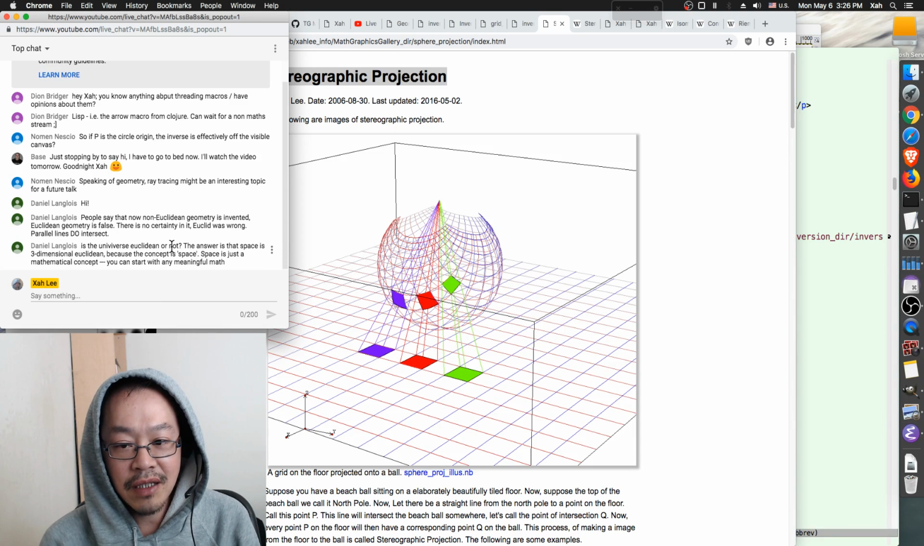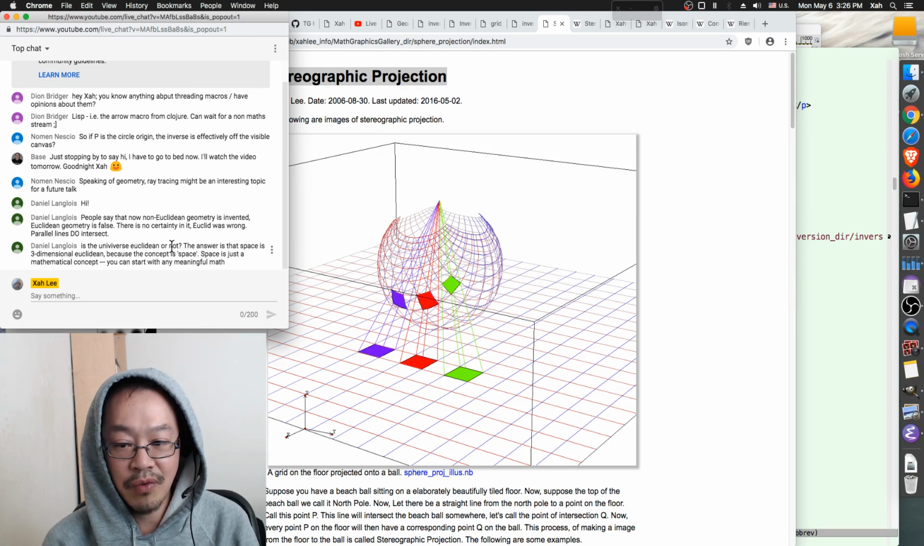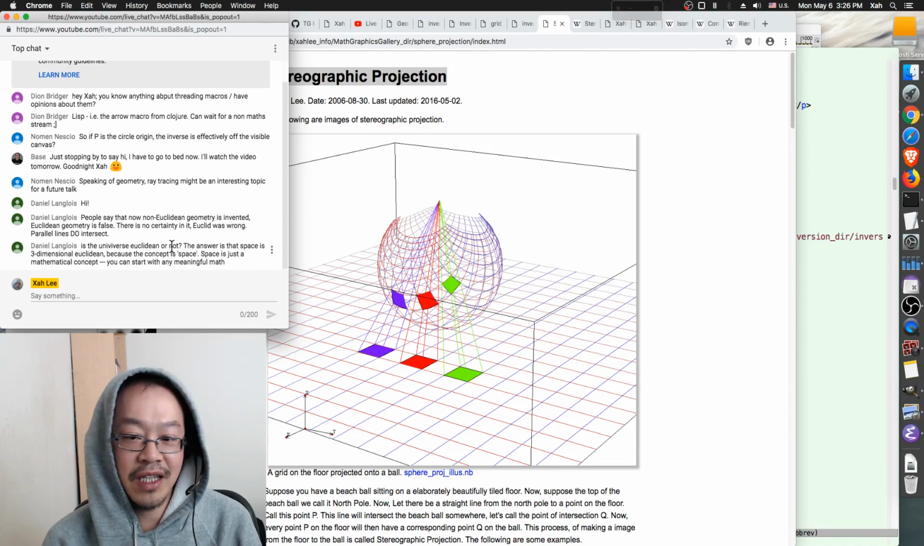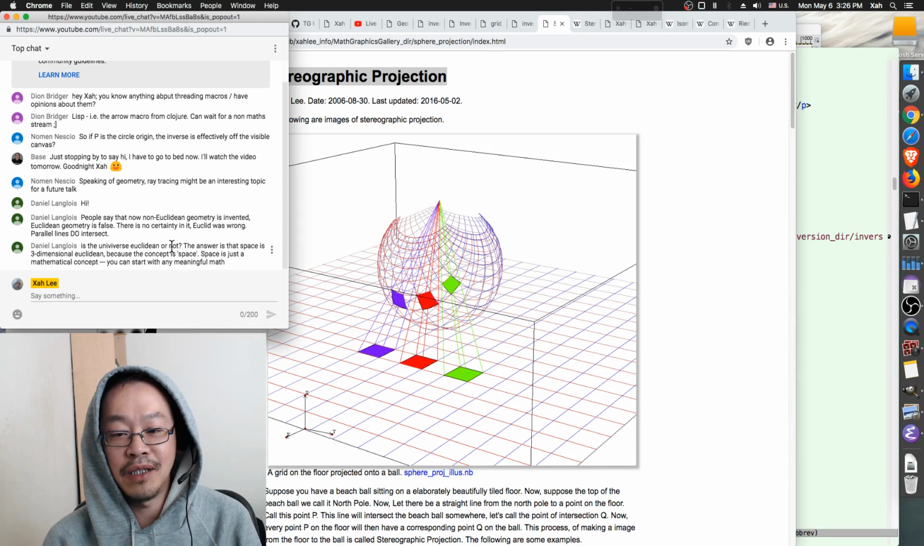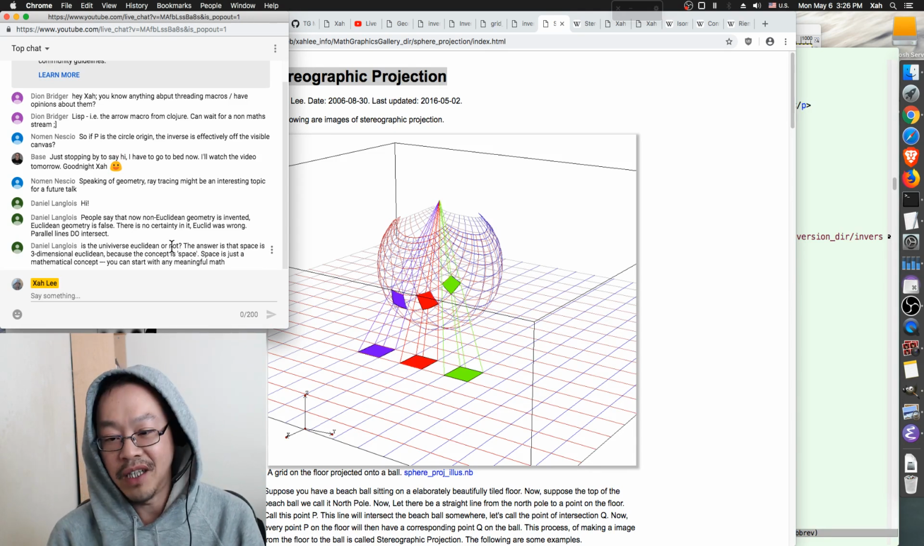So Daniel says, is the universe Euclidean or not? The answer is that space is three-dimensional Euclidean because the concept is space. Space is just a mathematical concept. You can start with any meaningful math. What do you mean? Now, first of all, Danielle, do you have a degree in math? Do you have the equivalent?